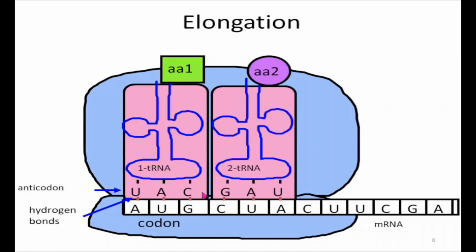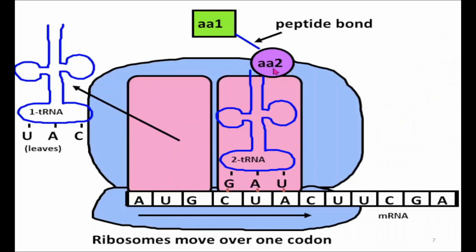Then the next amino acid will be brought by this transfer RNA. Then the second transfer RNA comes with amino acid 2. Then a bond is formed between amino acid 1 and amino acid 2. A peptide bond will be formed. Then the third amino acid will come. Then the first transfer RNA leaves the site. At the exit site, it is exiting the ribosome.